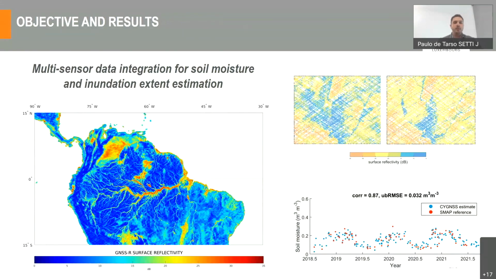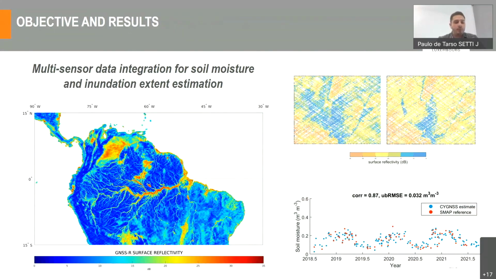So based on that, the objective of my research is to work on a method for multi-sensor data integration for soil moisture and inundation extent estimation. And by doing so, I can take advantage of the strength of each of these different methods. And in these figures, I show some of my results.